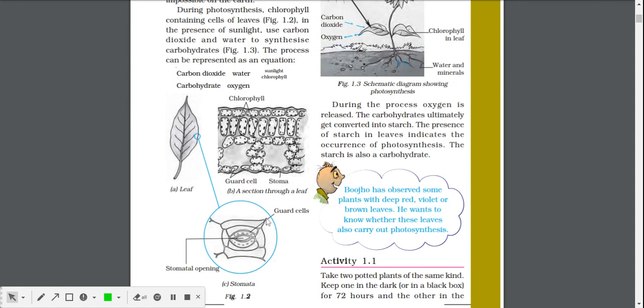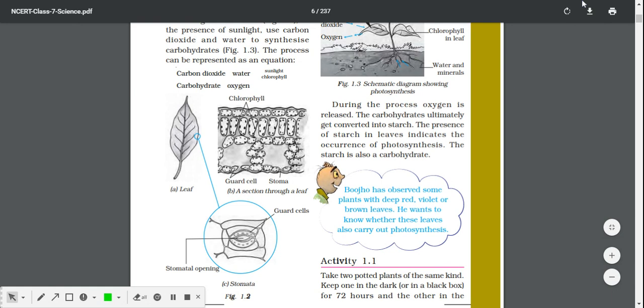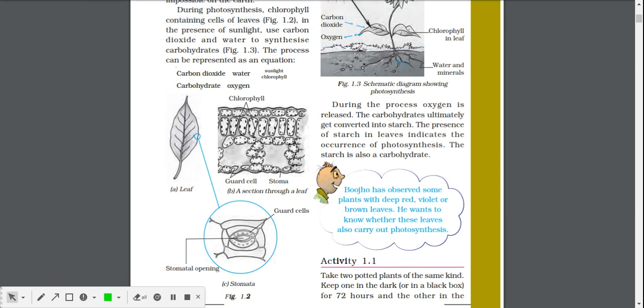So today we have learned about plants, how they make their own food, the process of photosynthesis. In the next video, I will tell you more about the other processes and we will continue the chapter.